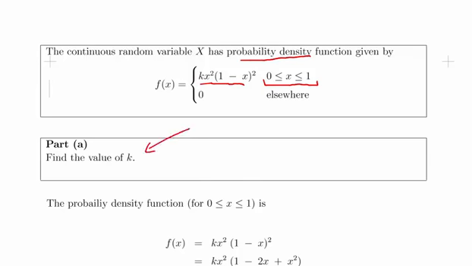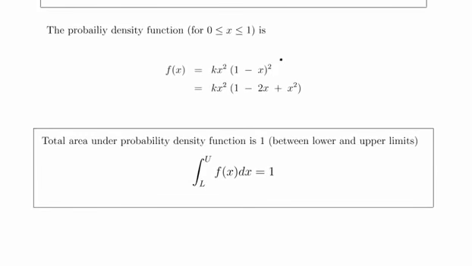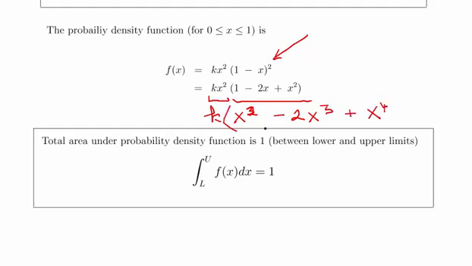Okay, so what I'm going to do is re-express that expression as kx squared times (1 minus 2x plus x squared). In fact, I might even go further than that and express it as k times (x squared minus 2x cubed plus x to the power of 4), that's in brackets there. Okay, so I'm going to be integrating that.